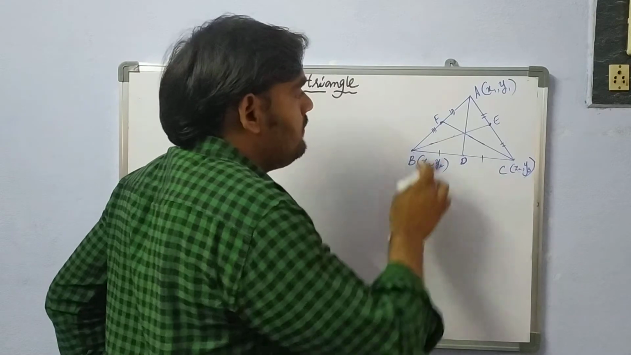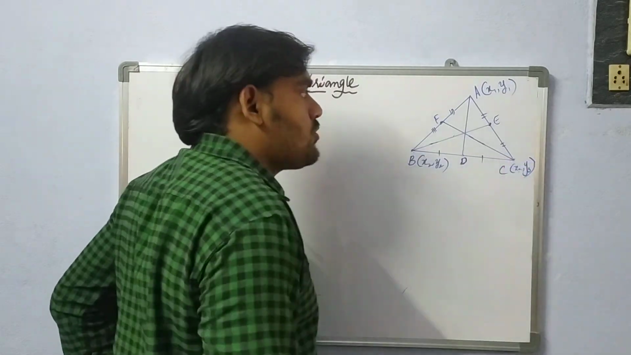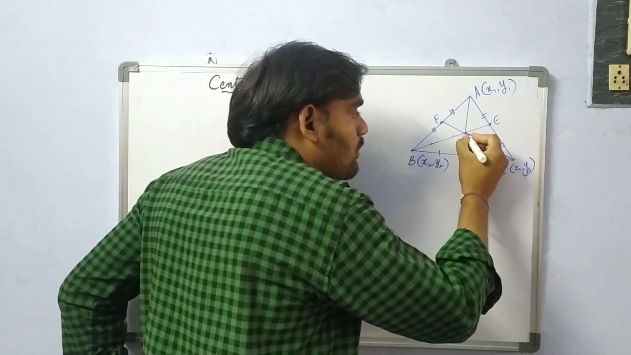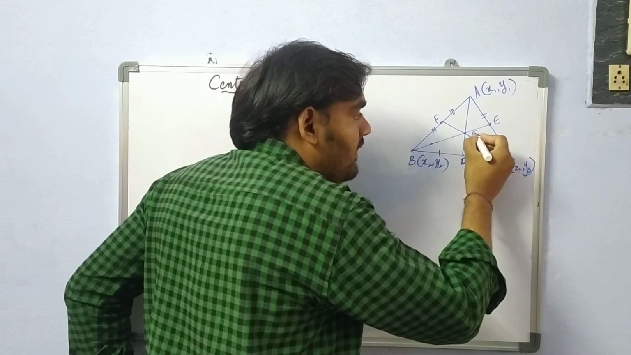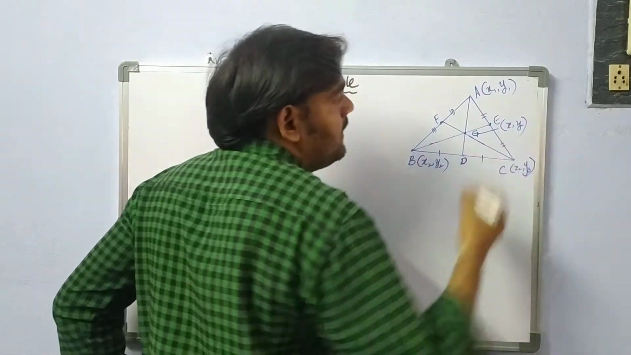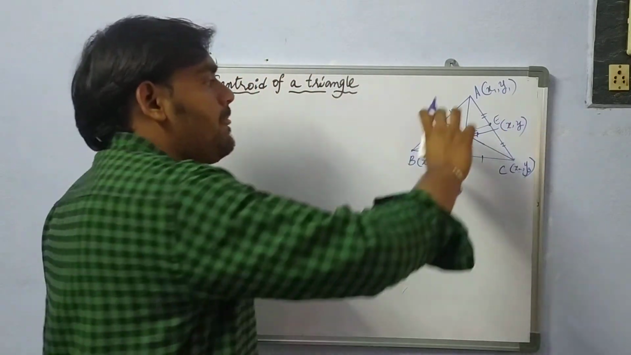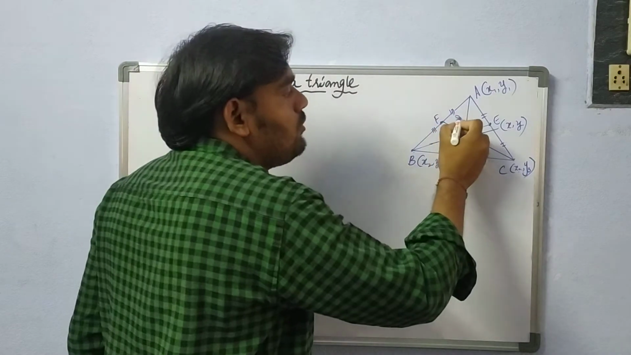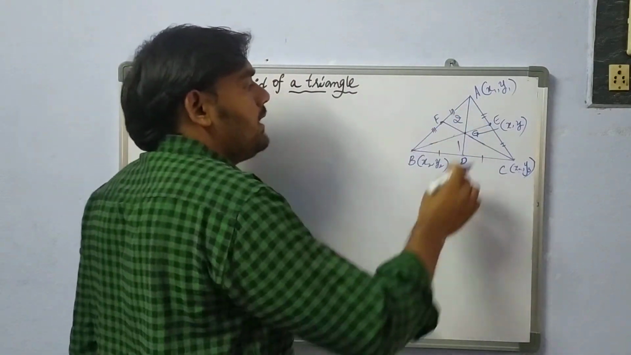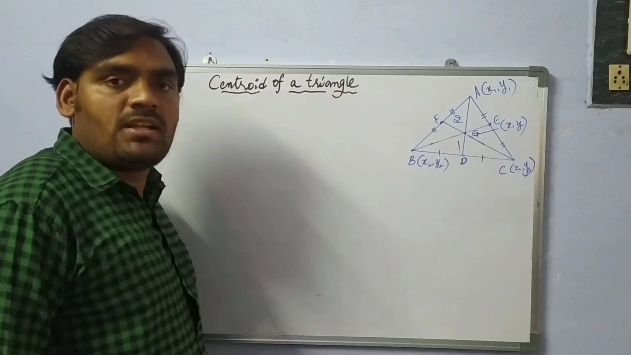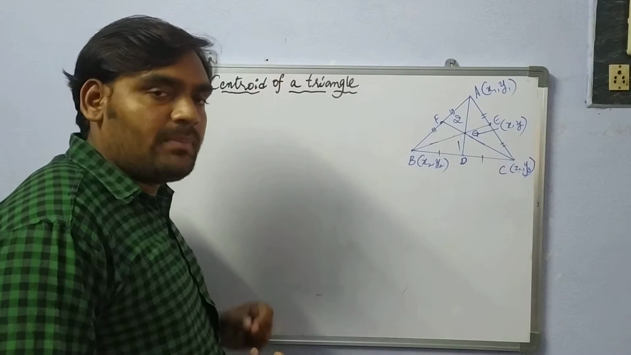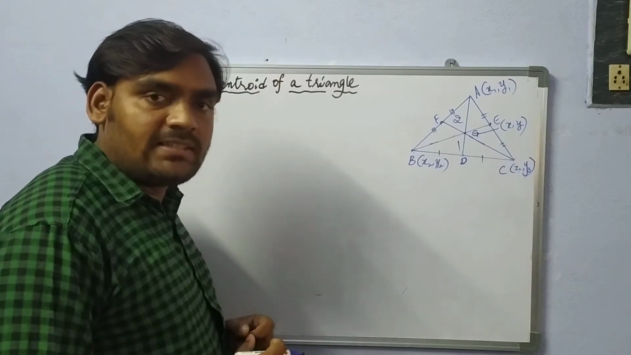BE is the median, FC is also a median, AD is also a median. These three medians meet at one point, that is the centroid G. So here G(x, y). This centroid divides the median in the ratio 2:1. So if you are going to find the centroid G(x, y), it is ((x1 plus x2 plus x3) by 3, (y1 plus y2 plus y3) by 3).